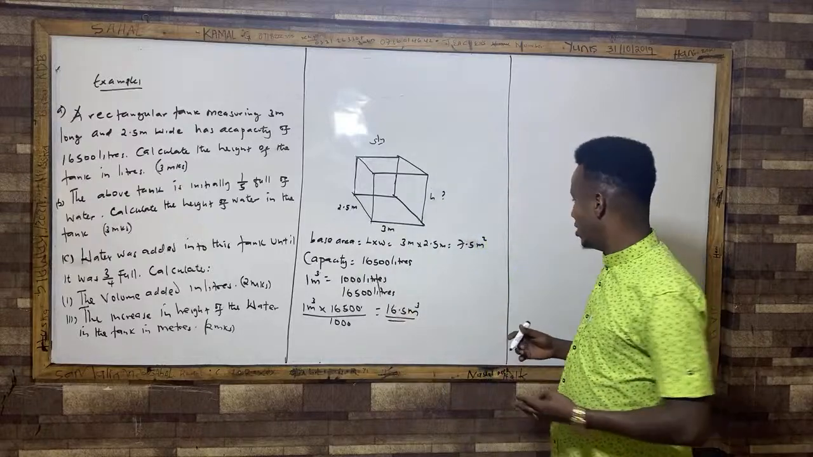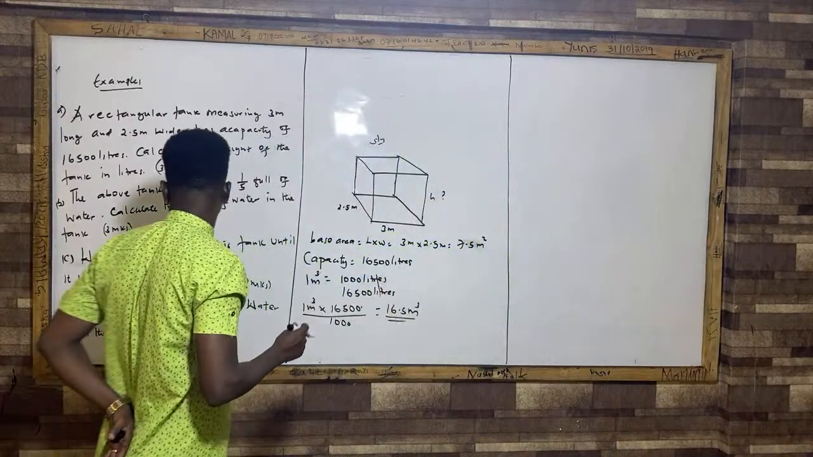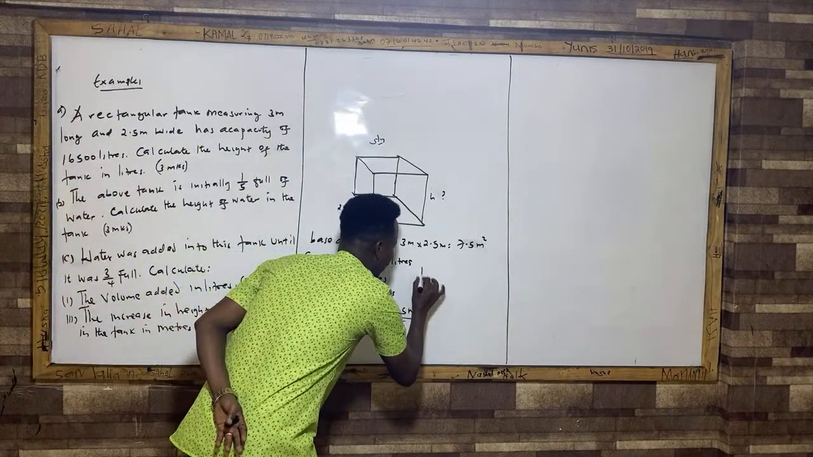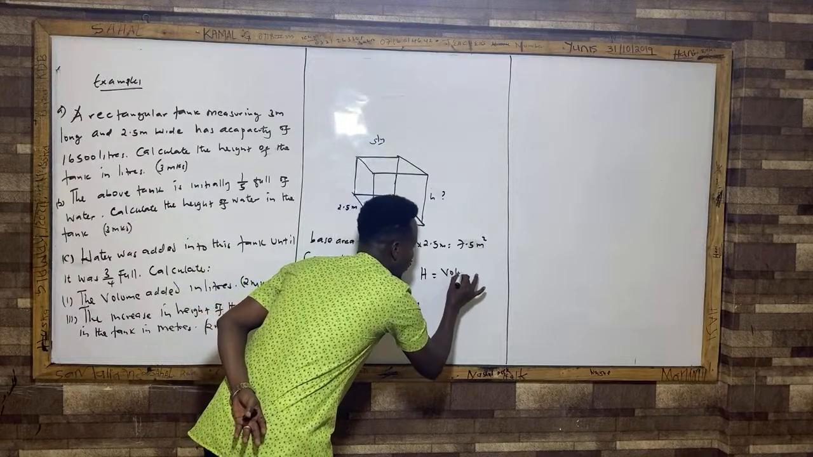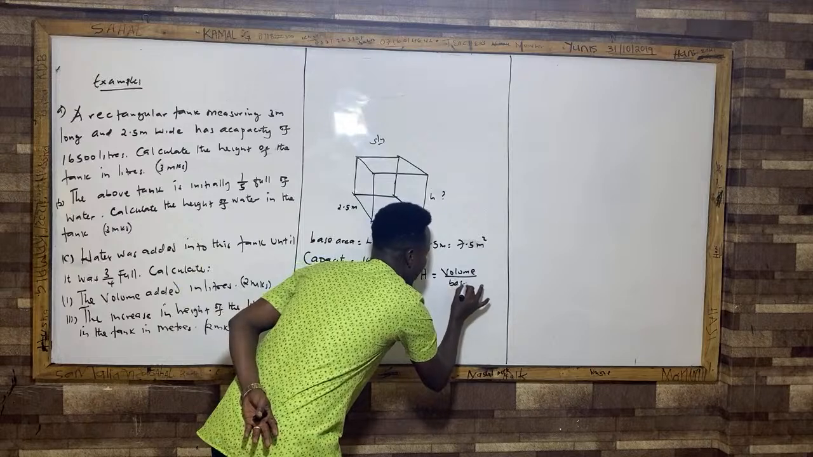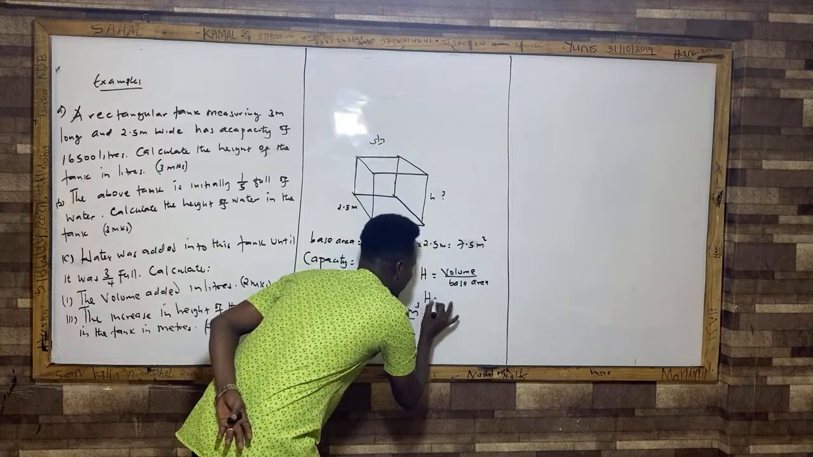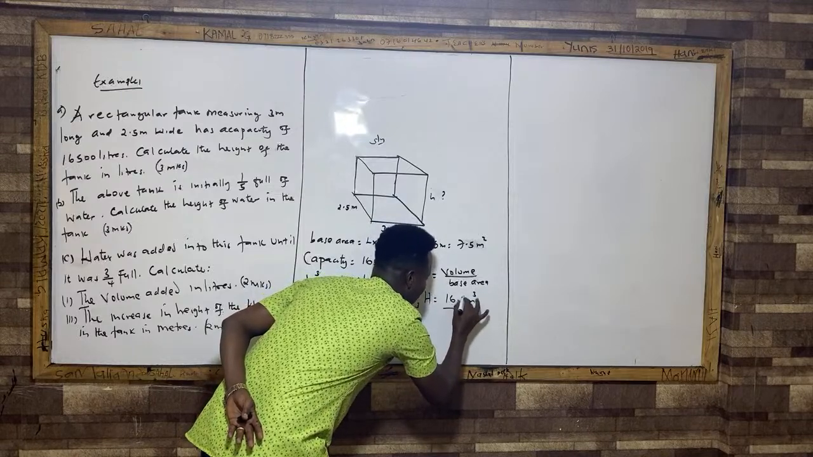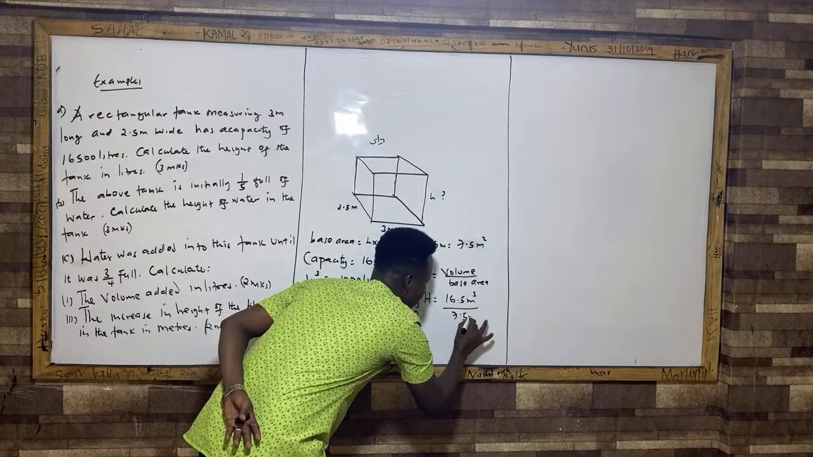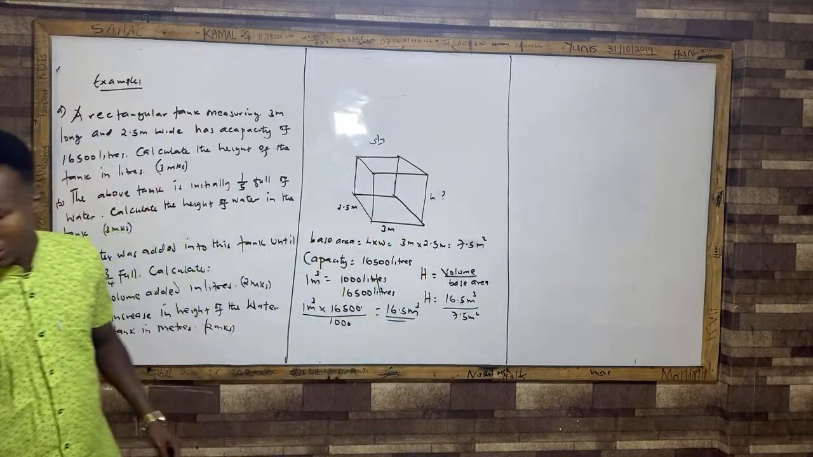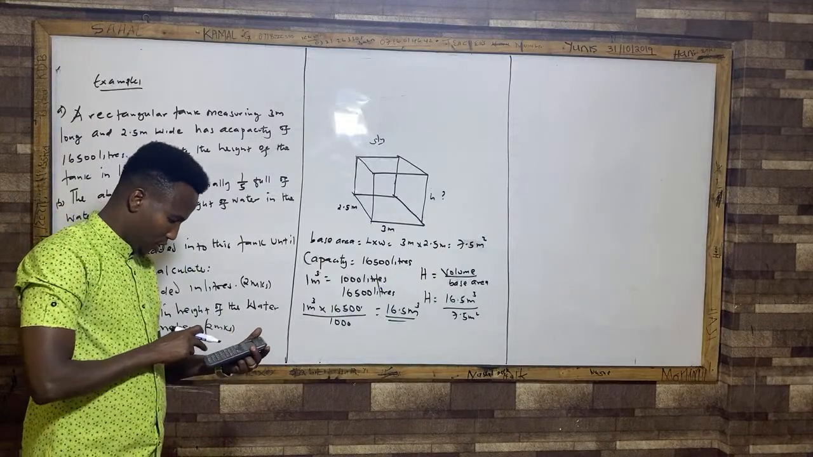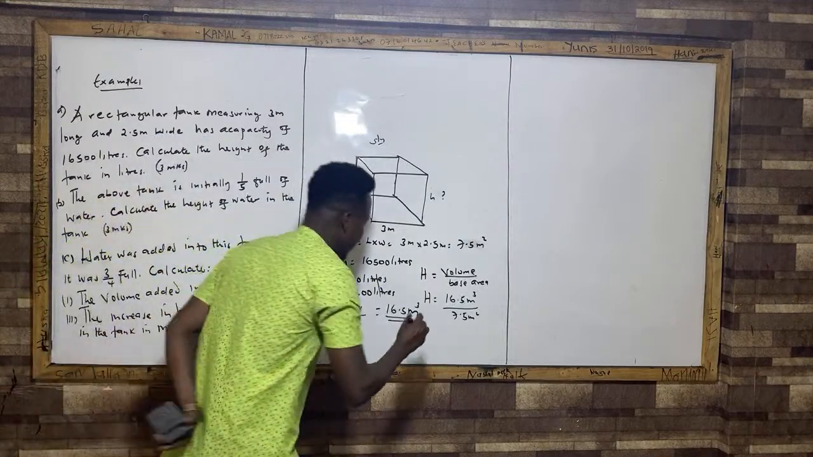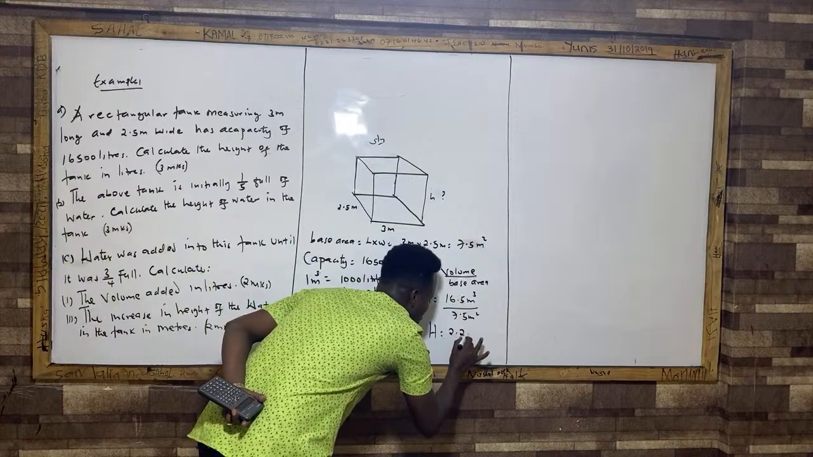How will I get height? No, let's go back. Calculate the height of the tank. Yeah, great. H is equal to volume divided by base area. So H therefore is equal to 16.5 meter cubic divided by 7.5 meter squared. So this will give me how much? Let me divide this. It is 16.5 divided by 7.5. Check your time, please. That is H is equal to 2.2 meters.